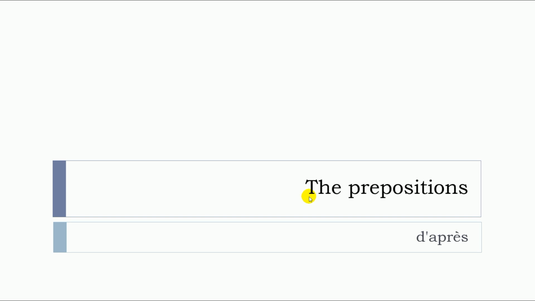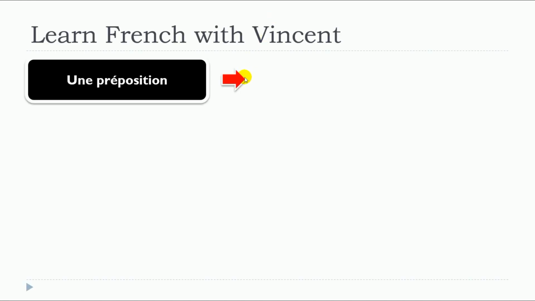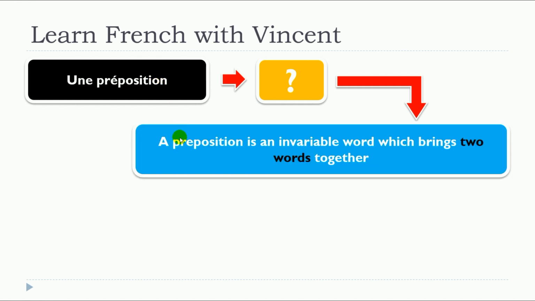In this lesson, we will see together the prepositions, but more precisely, d'après. So, of course, the first thing that we need to see together is what is une préposition? Well, a preposition is an invariable word which brings two words together.